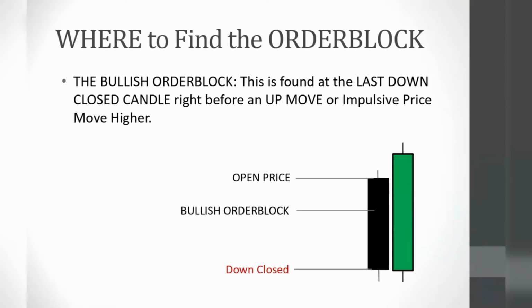The bullish order block is usually found at the last down close candle right before an up move or impulsive price move higher. Like you can see with the diagram represented here, you saw this particular bearish candlestick formed. It started its open price right here, we marked it out here, and all of a sudden what happened? Price sold down and closed down.